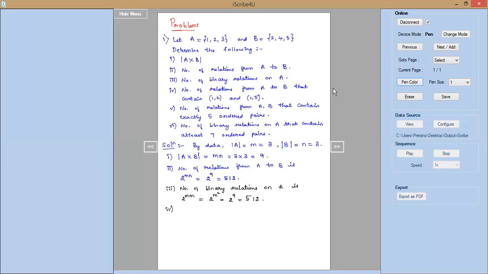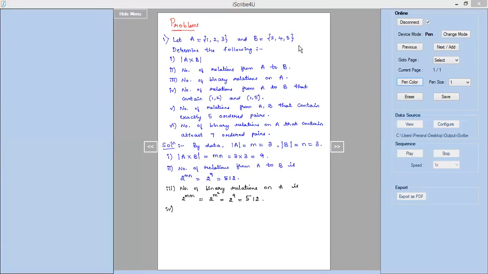Fourth one, we have to find the number of relations from A to B that contain the ordered pairs (1, 2) and (1, 5). See, when we form the set of all ordered pairs A cross B, we have 3 into 3, 9 elements. That is (1, 2), (1, 4), (1, 5), (2, 2), (2, 4), (2, 5), and next (3, 2), (3, 4), (3, 5). These are the ordered pairs from A to B, which is nothing but the Cartesian product of A and B.